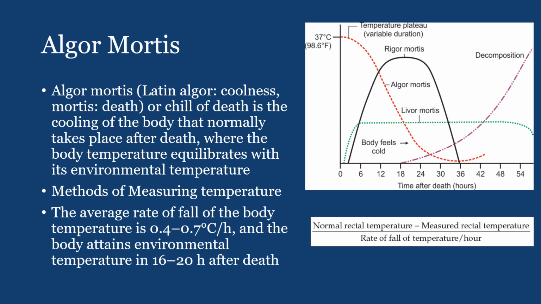So the average rate of fall of body temperature is 0.4 to 0.7 degrees Celsius per hour, and the body attains environmental temperature in 16 to 20 hours after the death. So these are the important points, and you can see the formula here. So the normal rectal temperature, you have to note it down. Measured rectal temperature should be noted down.